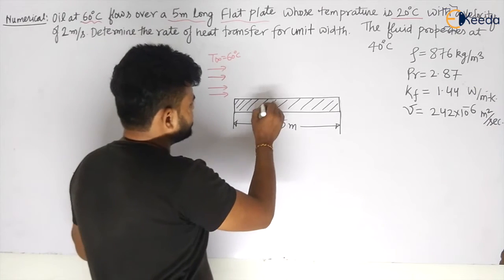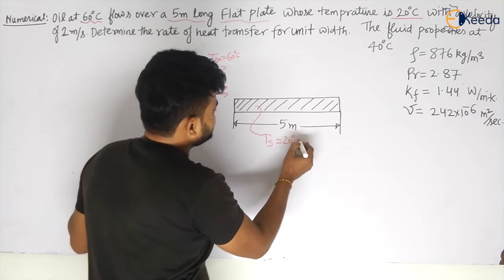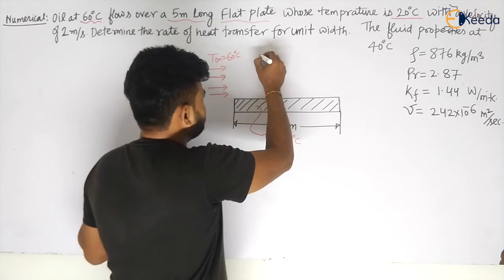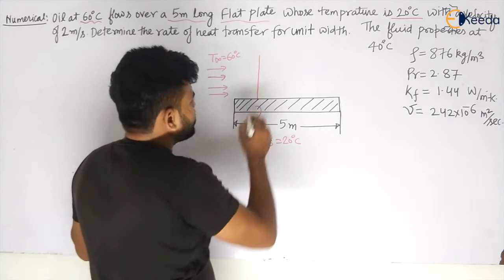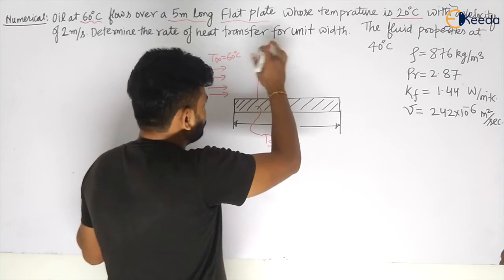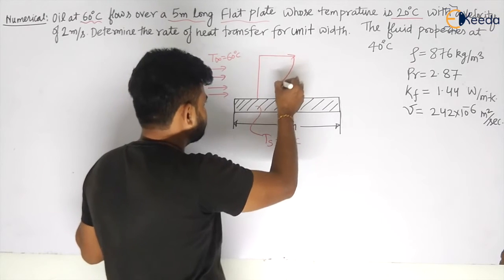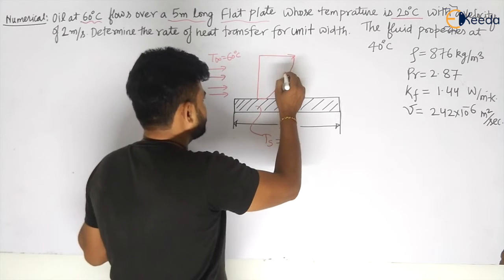And the temperature of the surface of the plate is given to be how much? This is 20 degrees Celsius. The plate temperature is 20 degrees Celsius. So again, what will happen? There will be generation of a thermal boundary layer. How? The plate is cold now, the fluid is hot now, so this will be something like this, my dear students.